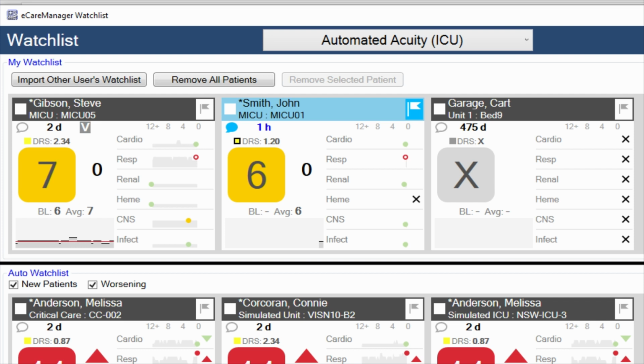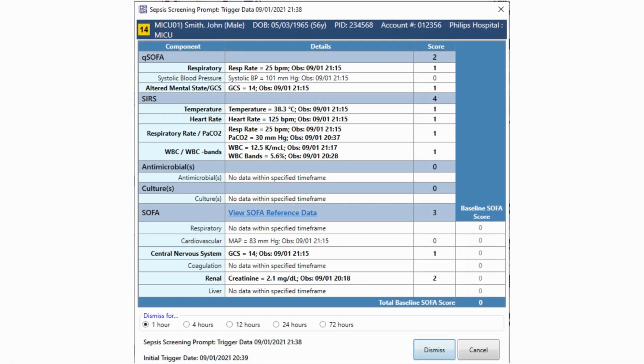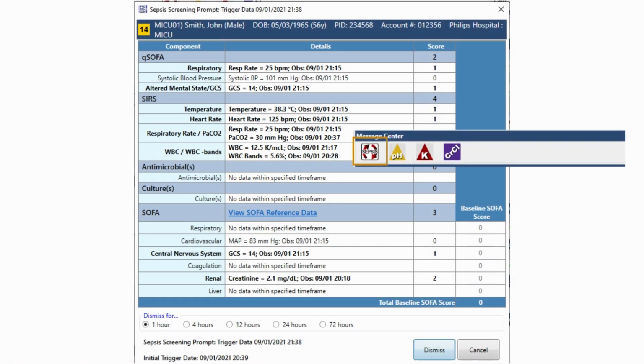However, John is about to hit a crisis point. Despite clinical interventions to stabilize his fluid volume status, he is rapidly worsening, and eCareManager's sepsis prompt has triggered. After investigation, concerns have been escalated by the eICU team's resident intensivist, who discusses the sepsis prompt with the bedside care team.